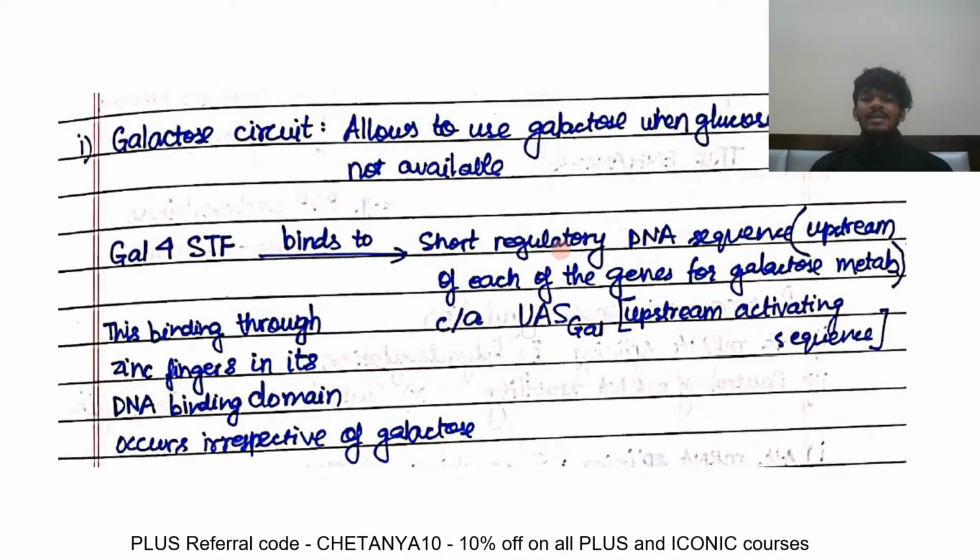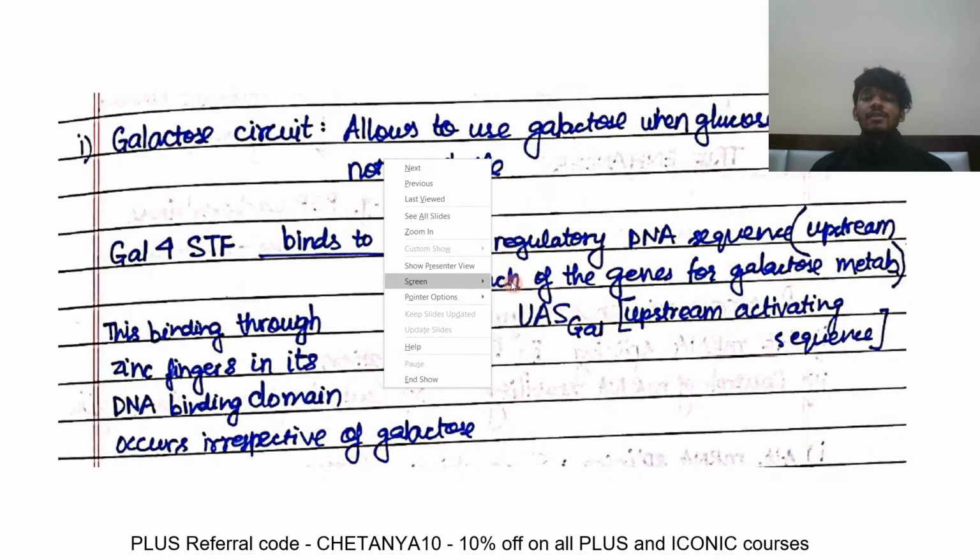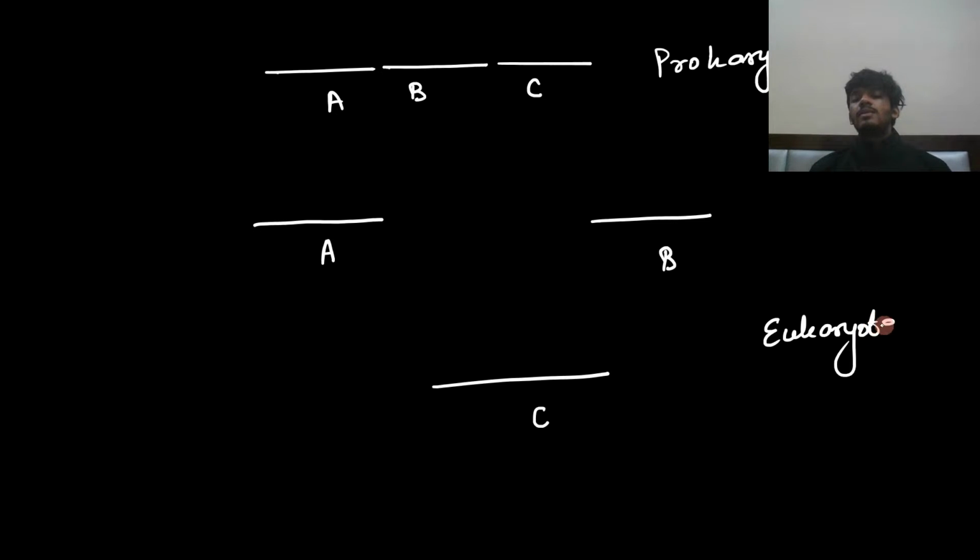Look here. Let's say for galactose metabolism you require 3 genes, A, B and C. Remember, in eukaryotes, genes are monocistronic, so these genes are present independently. Whereas in prokaryotes, genes which are part of the same metabolic pathway are generally present together. A, B, C would have been present together if it was a prokaryote. But since it is a eukaryote, these genes are not present as part of the same unit, so operons cannot exist here.